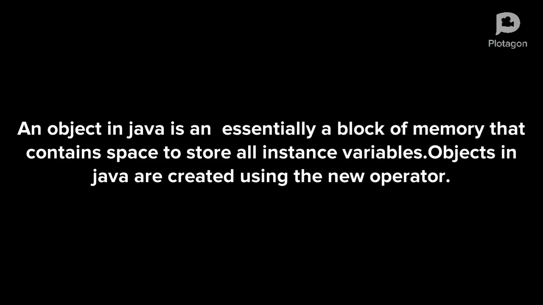What is object? An object in Java is essentially a block of memory that contains space to store all instance variables. Objects in Java are created using the new operator.